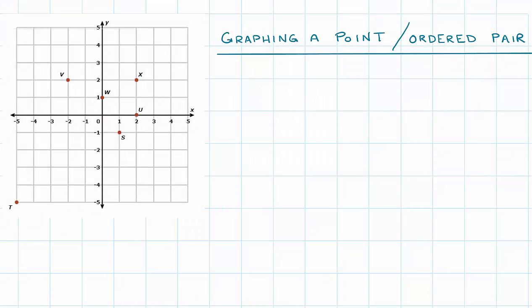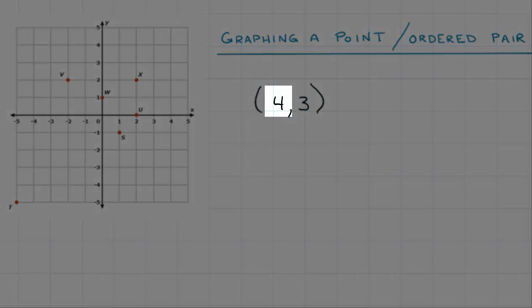Now, where do we start? Well, we always start at 0. We always start at the origin, which is right in the middle of our graph where our two axes, the x-axis and the y-axis, intersect. And what do we recognize about the x value? Well, it's positive. That's the first thing I notice.